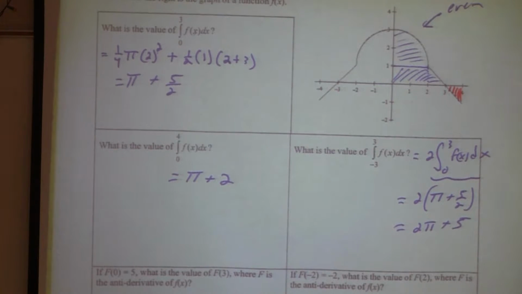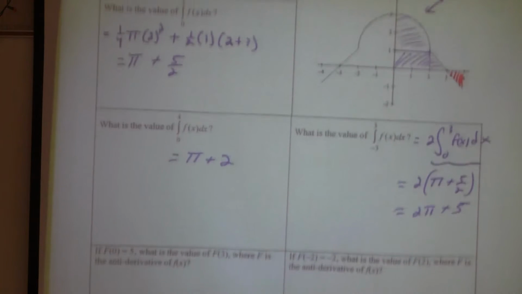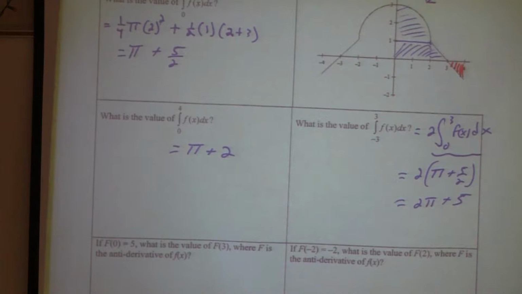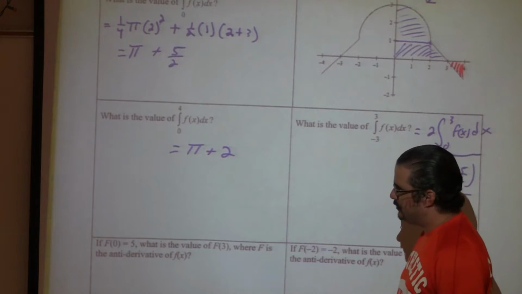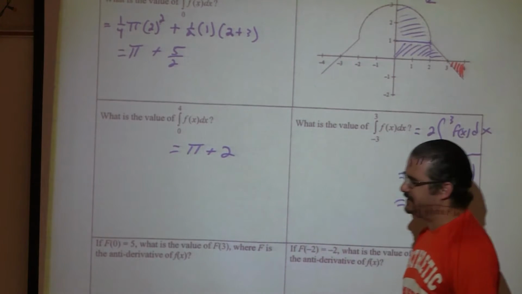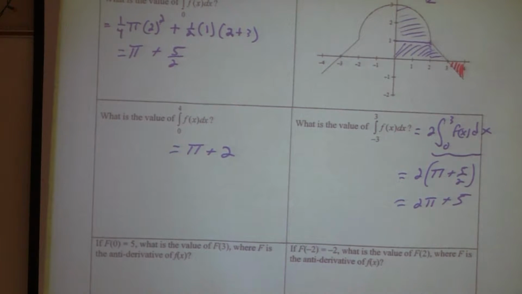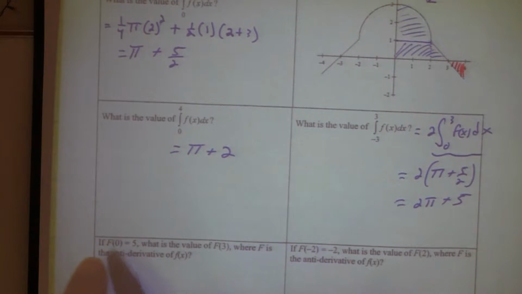Alright, be careful, okay? So let's look at these bottom two. These are going to be a little bit more tricky, okay? So it says if capital F of 0 is equal to 5, what is the value of capital F of 3? Where F is the antiderivative of little f of x. Okay? So we're talking about the antiderivative and they're using F of 0 and F of 3. Yeah?